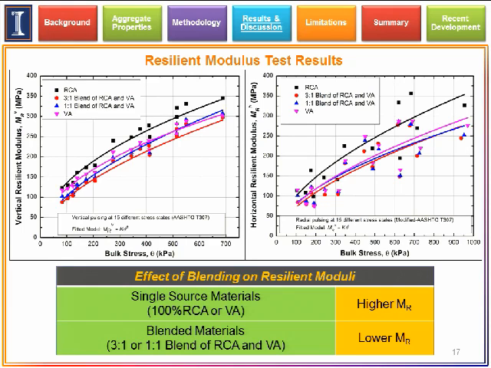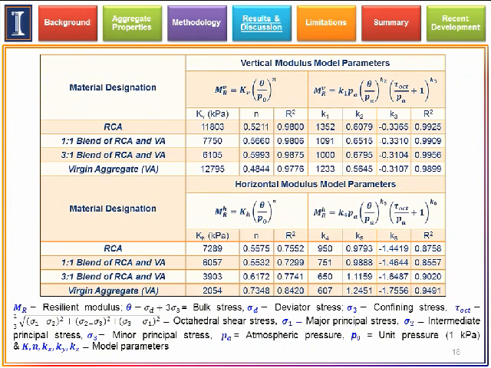These are the resilient modulus test results. If you take a look at the vertical and horizontal resilient modulus, you can see that the single source materials, like recycled concrete aggregates and the virgin aggregates, outperform the blended materials. Most probably this is due to the lack of packing because of the differential angularity and flat and elongated ratio of the two different types of aggregates.